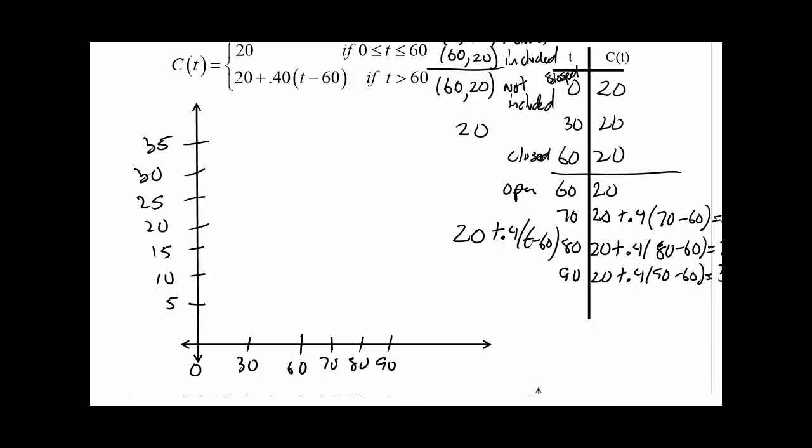Okay, so what I'm going to do then is plot points. I'm going to connect the top 3 together. So I've got 0, 20, I've got 30, 20, I've got 60, 20. All of those are going to be connected together. Now, we go to the bottom part. My first point, 60, 20, is an open circle, but here's the question.